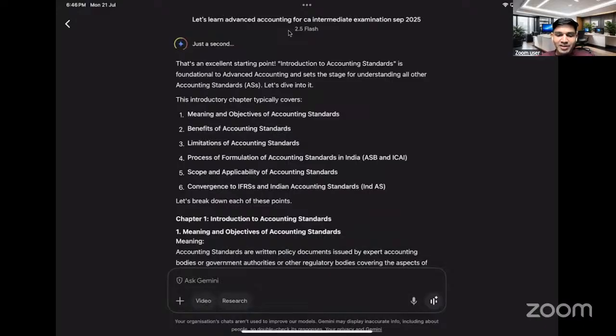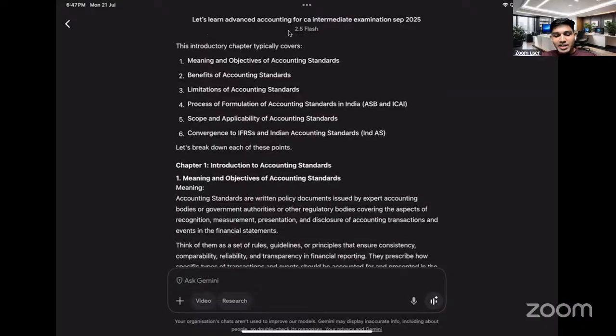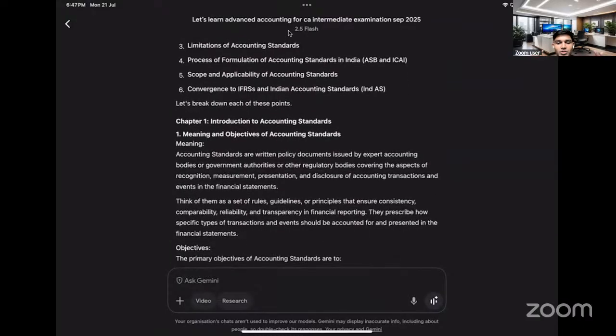This introductory chapter typically covers meaning and objectives of accounting standard, benefits of accounting standard, limitation of accounting standard, process of formulation of accounting standard in India by ASB and ICAI, scope and applicability of accounting standard, and convergence to IFRS and Indian Accounting Standard, Ind AS. Let's break down each of these points.